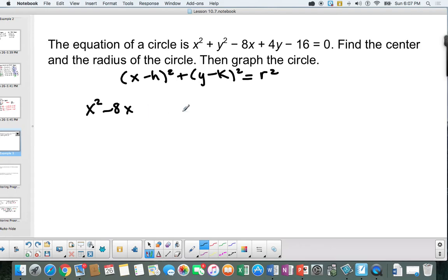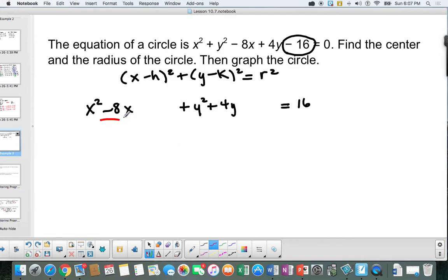I'm going to leave a space. I'm going to put all the y's together. I'm going to leave a space. And then I'm going to take this and put it to the other side, which is 16. So all I have done is rearrange things. That's all I've done. Okay, now I'm going to complete the square.